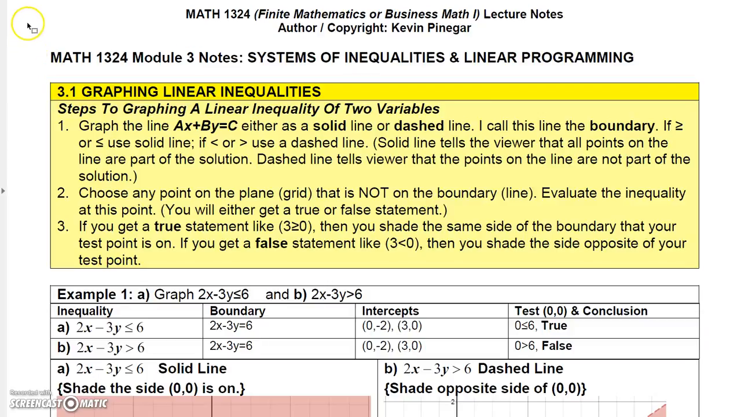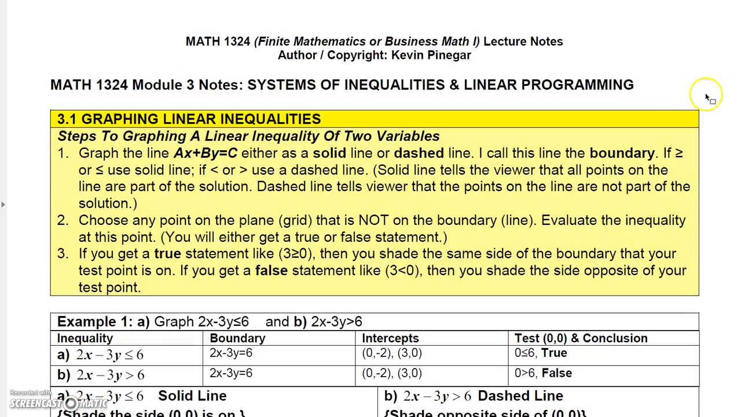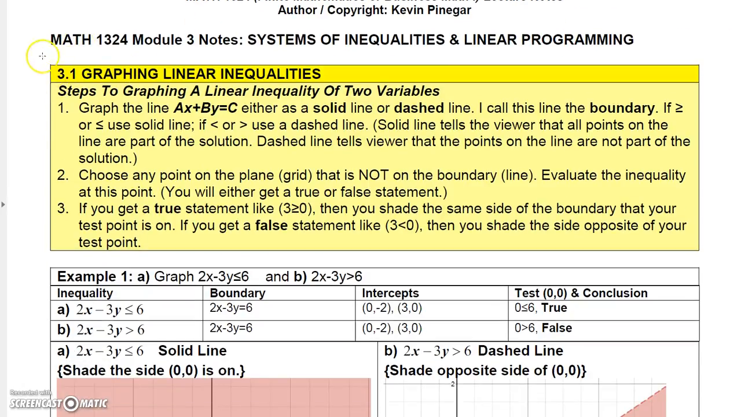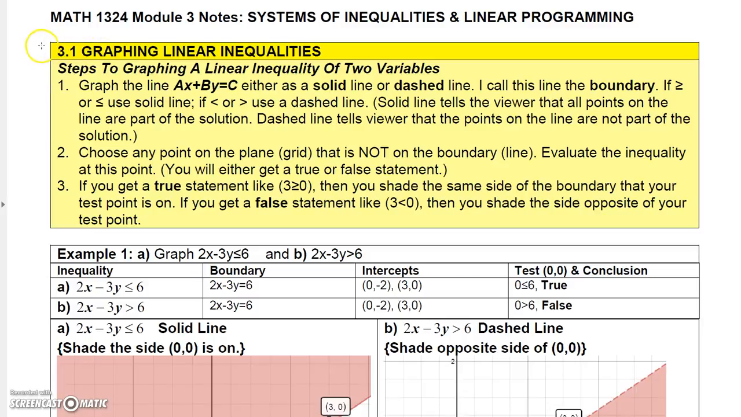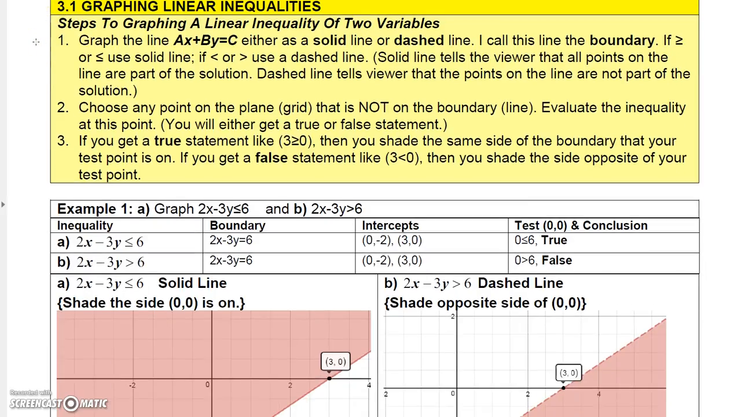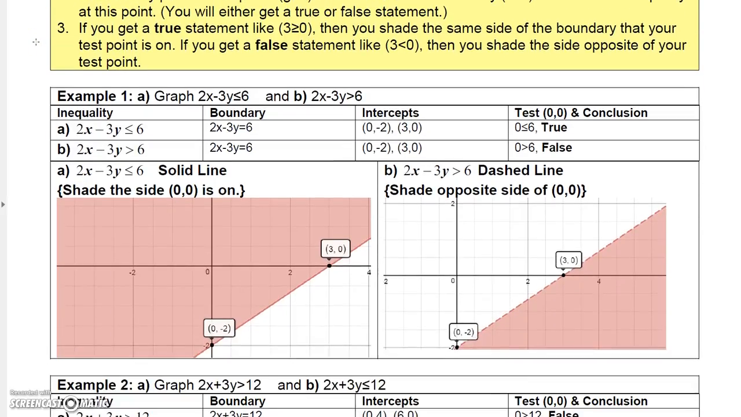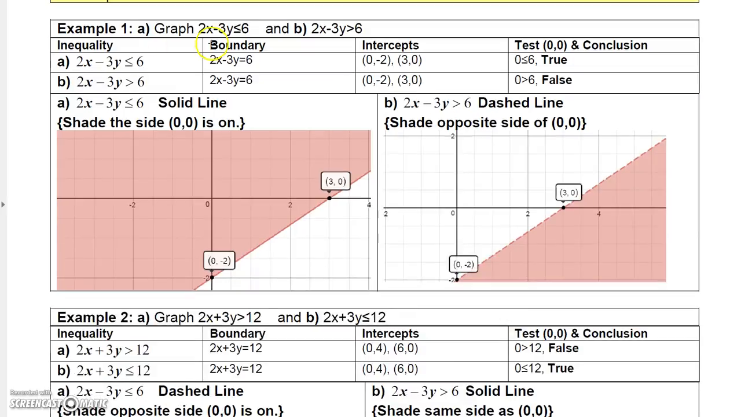Okay, this chapter deals with linear programming, but before we can really get into that, we're going to talk about graphing linear inequalities, and then we'll get into systems of linear inequalities. This section shouldn't take long, but go ahead and read the notes here, and then let me just show you how we're going to graph a linear inequality.